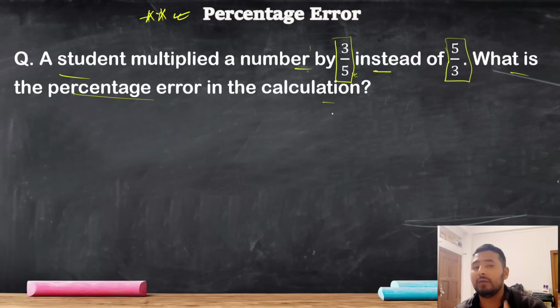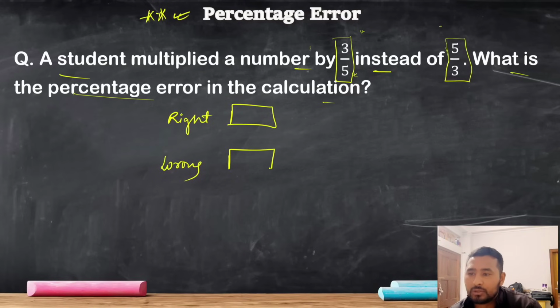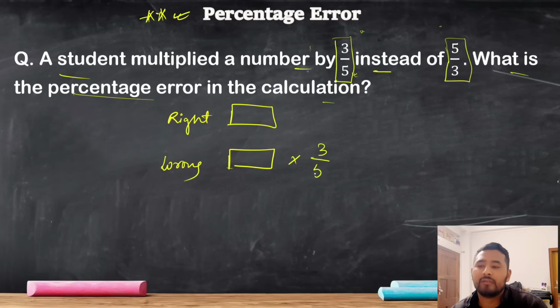To do this one, you have to identify two things. Which one is the right number you should multiply it with? Which one is the wrong number you should multiply it with? So here, let us do it like this. You should write right, then give a box. Then you should write wrong, then give a box. See, this is the number that he is multiplying, but mistakenly a student multiplied a number by 3 by 5. So this is the wrong number. In the wrong box, you put 3 by 5. Instead of 5 by 3, this should be the right one. So you put 5 by 3.